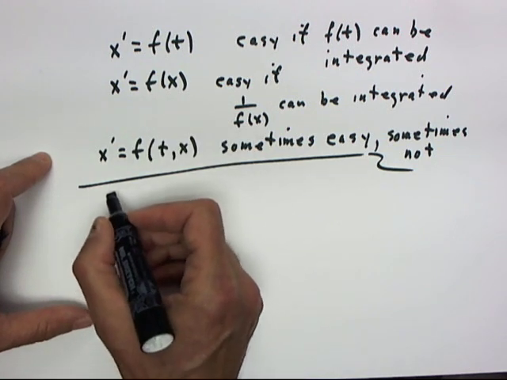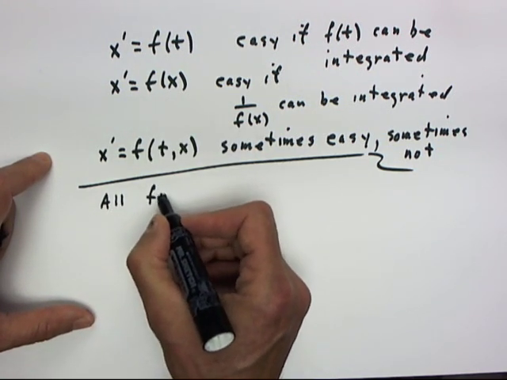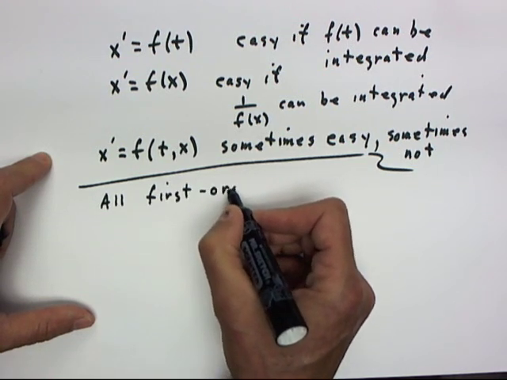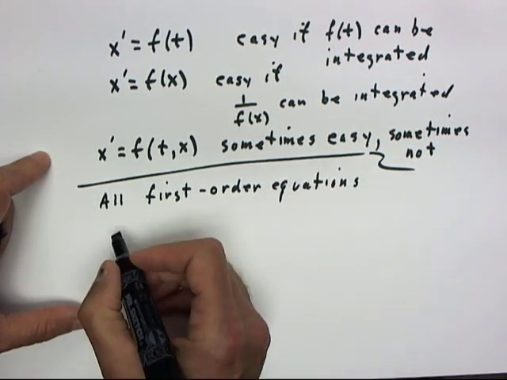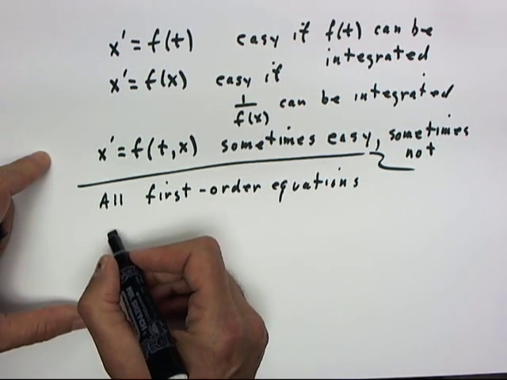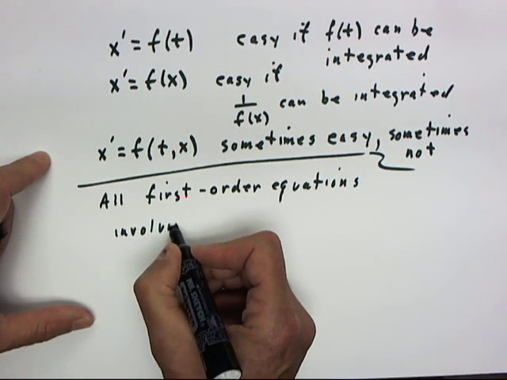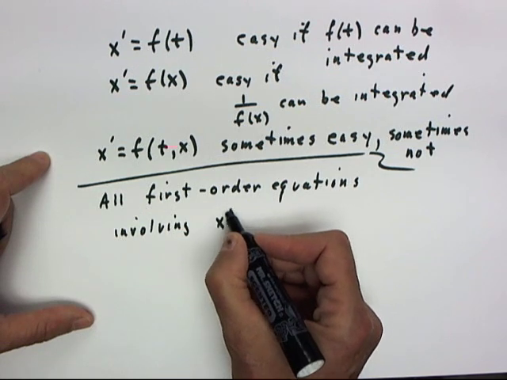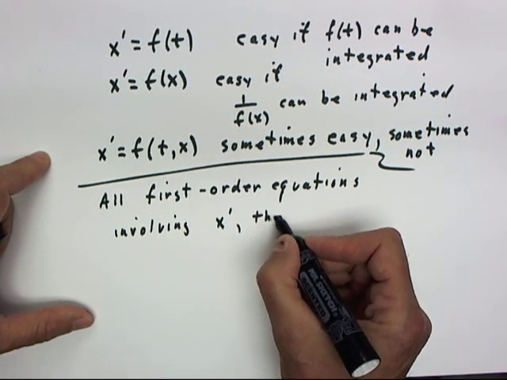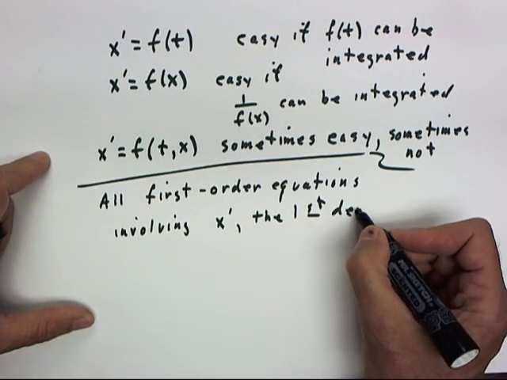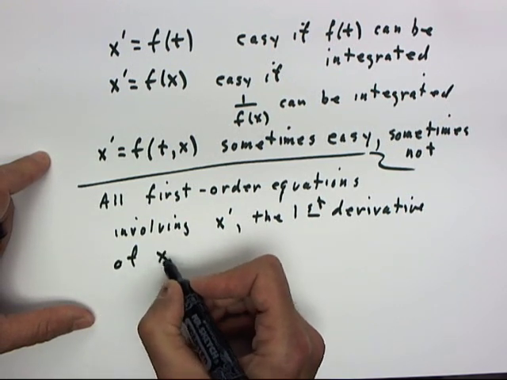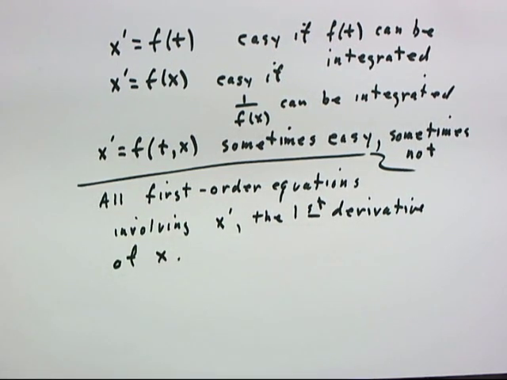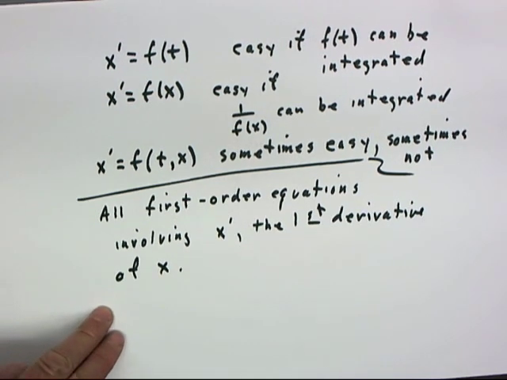Now all these equations are what we call first order equations, involving x prime, the first derivative of x. We've also seen a number of equations that involve the second derivative of x.